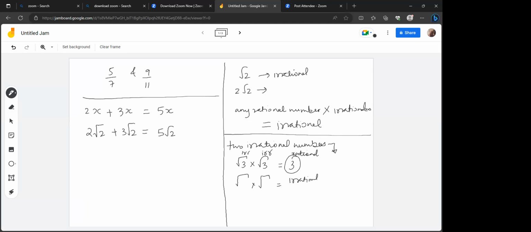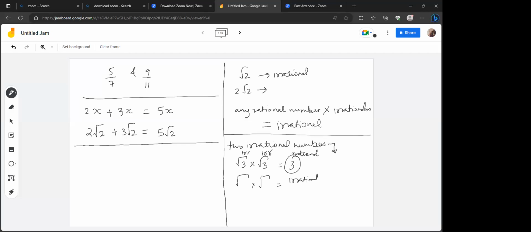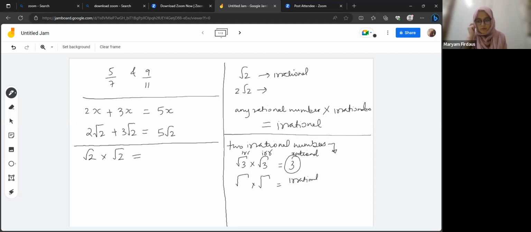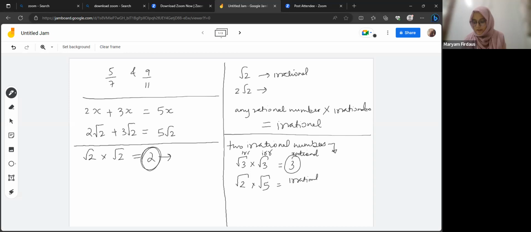Root 2 and root 2. When you multiply root 2 and root 2, what is their product? 2. And 2 is rational or irrational? Rational. It is rational, right? I am asking, give me an example where the product is irrational. Root 2 into root 5. Yes. So root 2 multiplied by root 5 is equal to? We get root 10. And this is an irrational number.